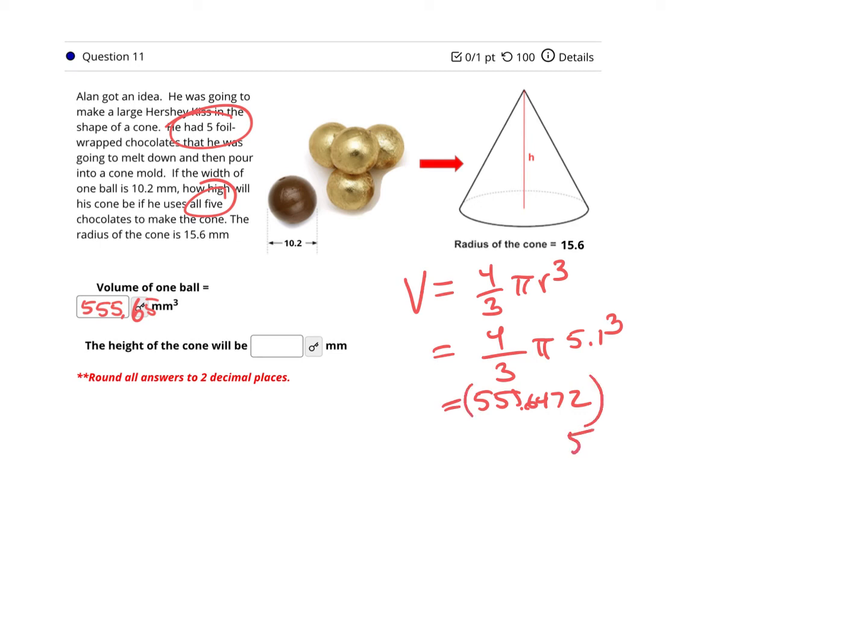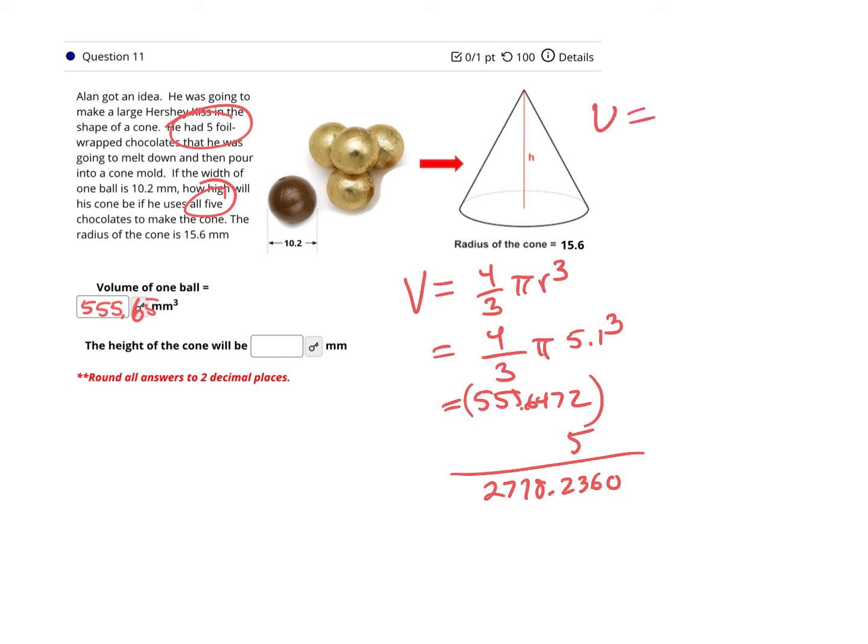But then to find how much volume I'll need to use for the cone, I need to multiply this by 5. Now, they're not all 5, so make sure that yours isn't something different. It might be 4 balls, it might be 6 balls, it might be 3 balls. But when I do that, I end up with 2,778.2360.